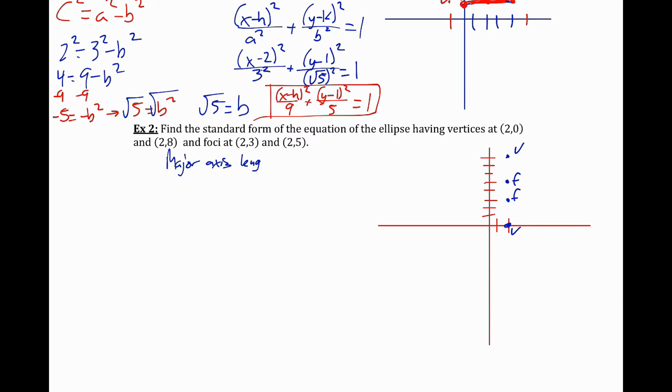Okay, let's start off by talking about the major axis length. The major axis length is the distance from vertex to vertex. In this case, it's just 8. And remember, the whole length of the major axis is 2 times the a value, which means our a value is going to be 4. We'll come back to that in a little bit. Now, the center is another thing we can fairly easily find because it's central to everything. It's going to be halfway between your foci, halfway between your vertices. Our center is right there at (2, 4).